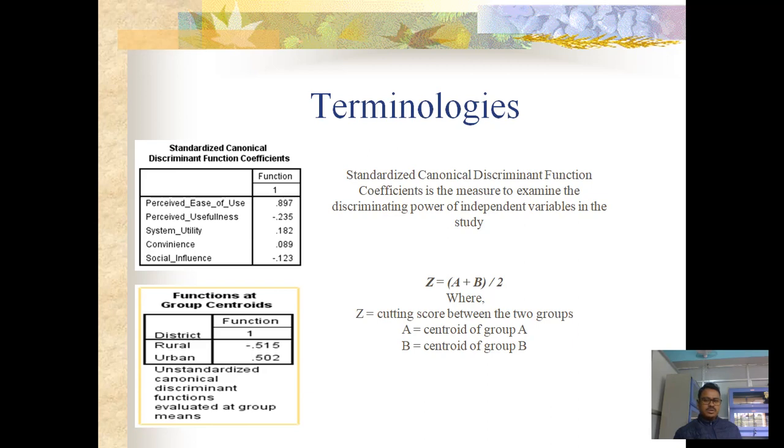Also, in linear discriminant function analysis, it is possible to classify the observations into the groups based on the group centroids. In this case, that can be computed because we have an unequal number of groups. The group centroid, that is the cutting score between the groups, can be determined by the formula (a + b) / 2, where a is the centroid of group A and b is the centroid of group B.